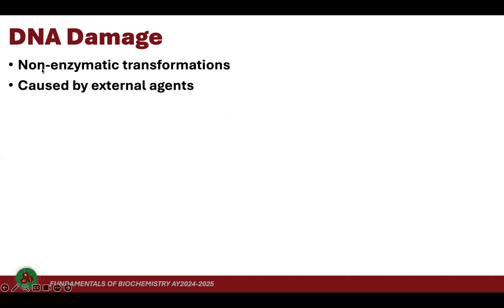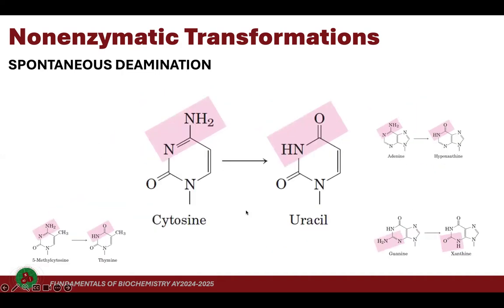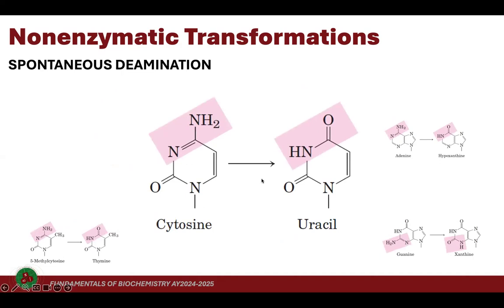So, aside from non enzymatic transformations, we also have external agents that cause DNA damage. So, let's take a look first at non enzymatic transformations. First is spontaneous deamination. Your nitrogenous bases can undergo this process, and we can see four examples here. In particular, we will be focusing on the deamination of your cytosine. So your cytosine is deaminated, and this is transformed to a carbonyl functional group, and this is actually uracil.